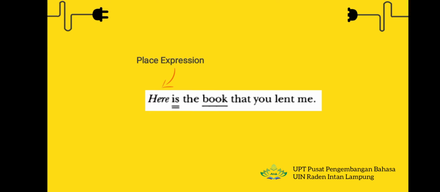It still has a similar pattern with the first example. We have to put the subject after the verb since we have the place expression in the beginning of the sentence. Moreover, the place expression is necessary in the sentence. And here is necessary in the sentence. And that you lent me is another clause.